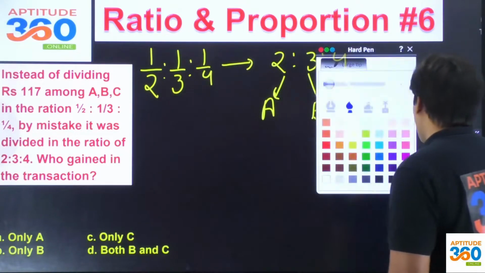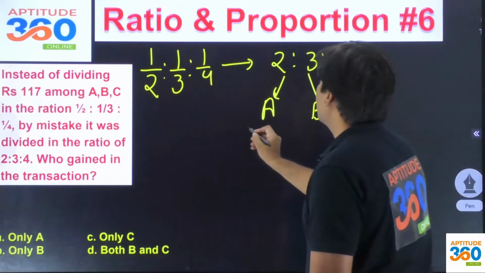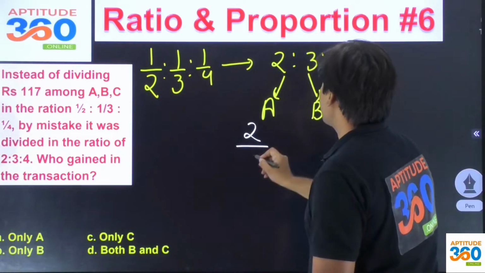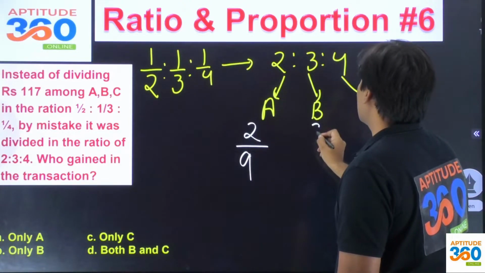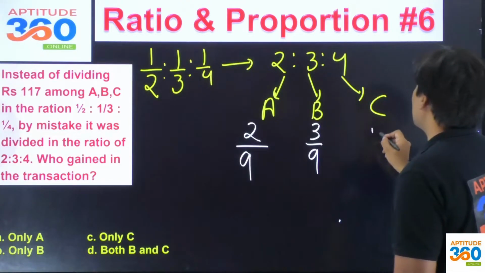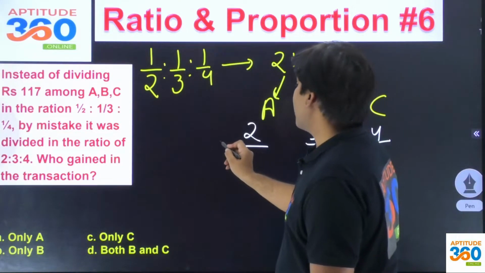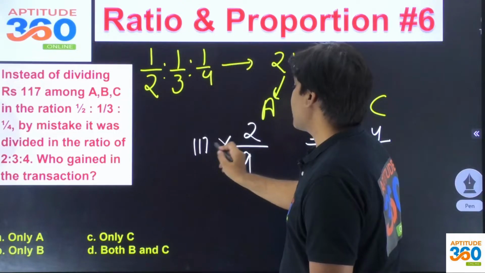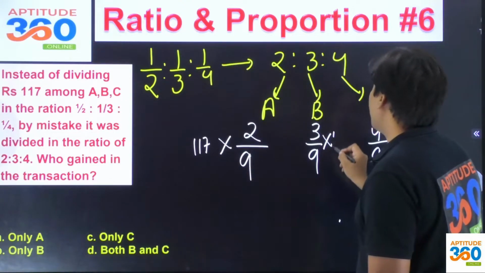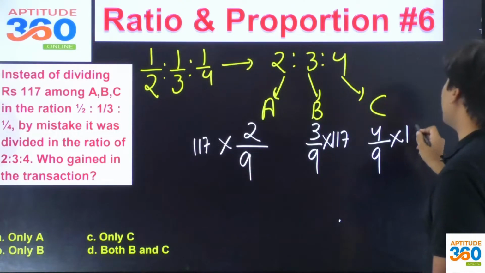सो A is going to get 2 divided by total, which is what? 2/9 of the total. This is 3/9 of the total, and this is 4/9 of the total. 2/9 of what value? 2/9 of 117. 3/9 of 117 and 4/9 of 117.